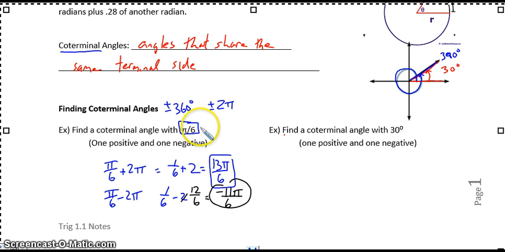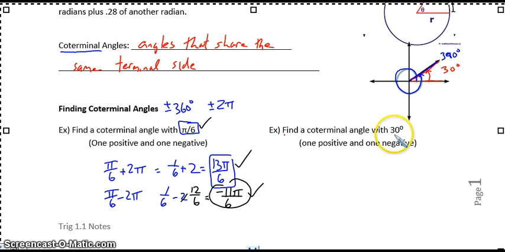So if you were to take the time to plot pi over 6, 13 pi over 6, and negative 11 pi over 6, and draw that, they would all lie in the same position. They would all lie on the same terminal side, so therefore they're coterminal.